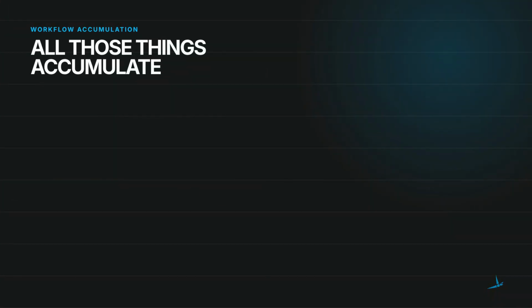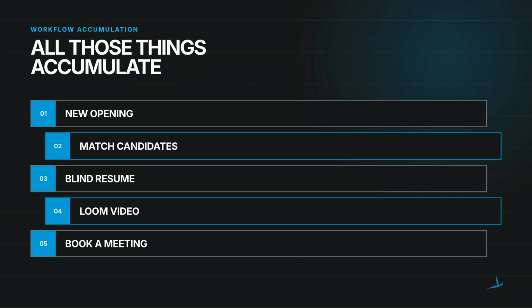You can see all those things accumulate, because if the agent is capable of finding a new opening at a potential client, it's also able to match great candidates to build up blind resumes. We can send those blind resumes alongside a Loom video with a pitch, for example, and then a short call to action to book a meeting. That's another thing we currently have in place. It's quite fun to play around with.